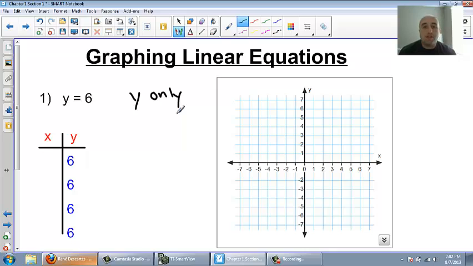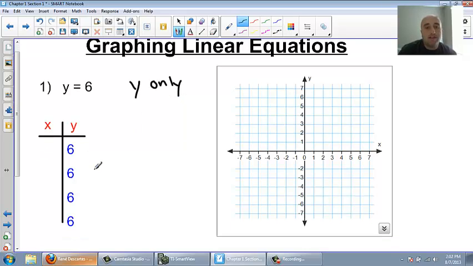I made an xy table here, and it says y equals 6. So in the y column, I put a bunch of 6s, because y is always equal to 6. For the x values, it really doesn't matter, because for every x value, y still has to equal 6. So we're just going to put a couple numbers in here: 0, -2, 3, and 5.